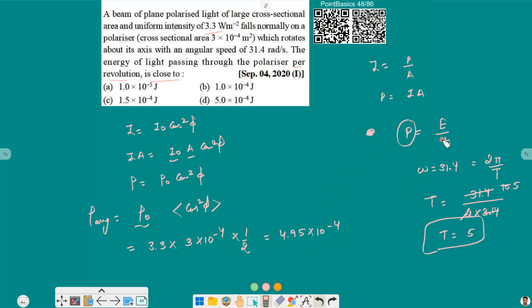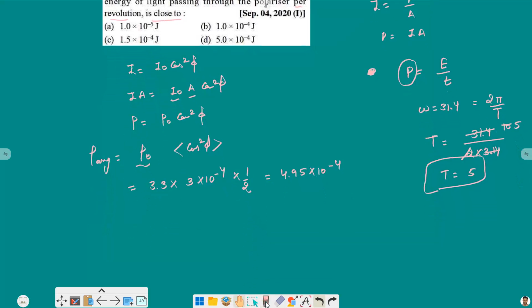Now from power we can calculate the energy. So energy will be power into time period, and that will be 4.95 into 10 raised to the power minus 4.